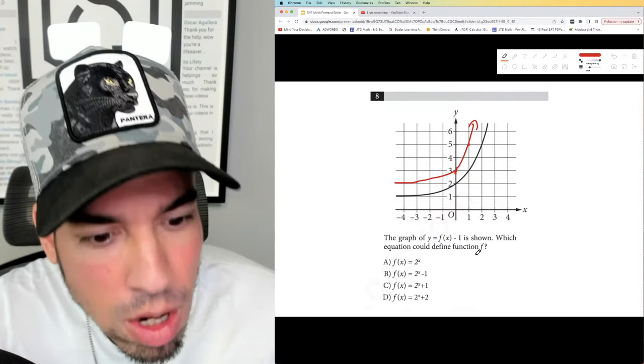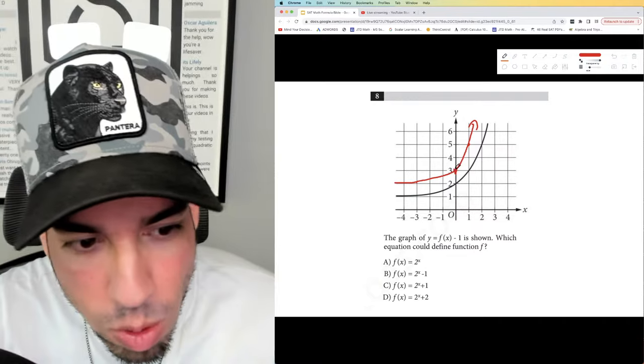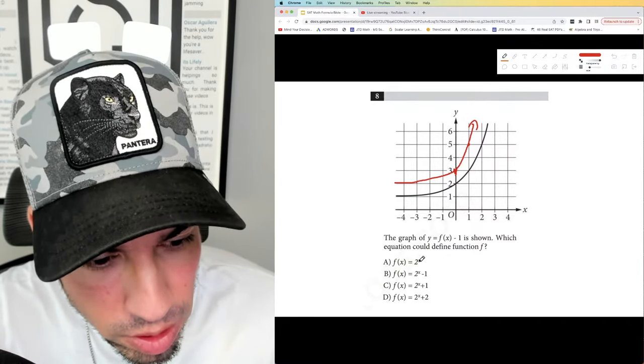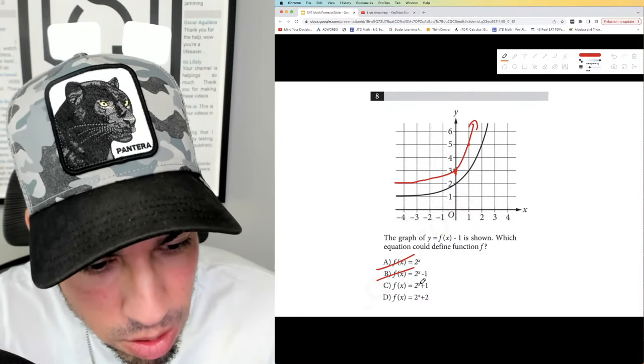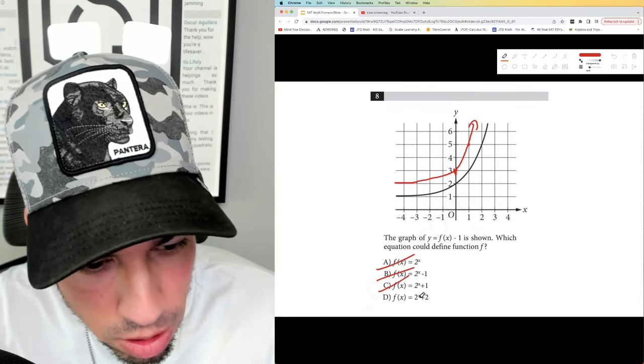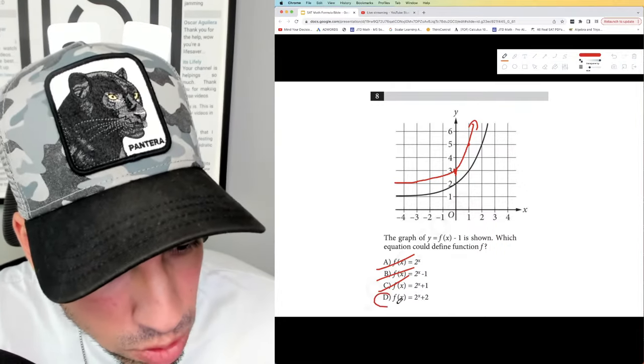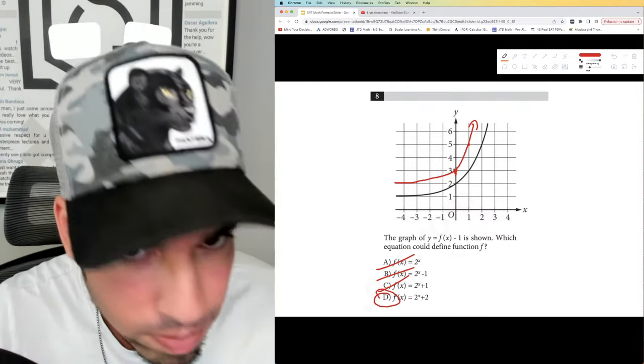Now you can answer the question, which could define f? Well, notice I have a y-intercept of 3. If I plug in 0, do I get 3? No, I get 1. Plug in 0, do I get 3? No, because I get 1 plus 1 is 2. What about here? 2 to the 0th is 1 plus 2 is 3. D is the winner. Boom, done.